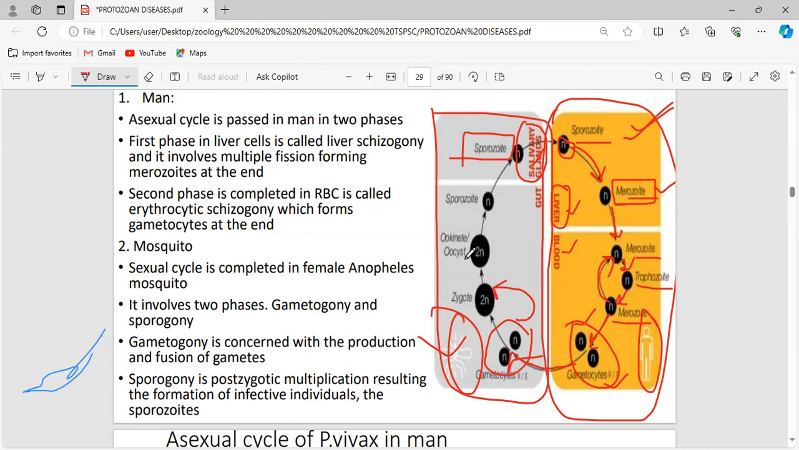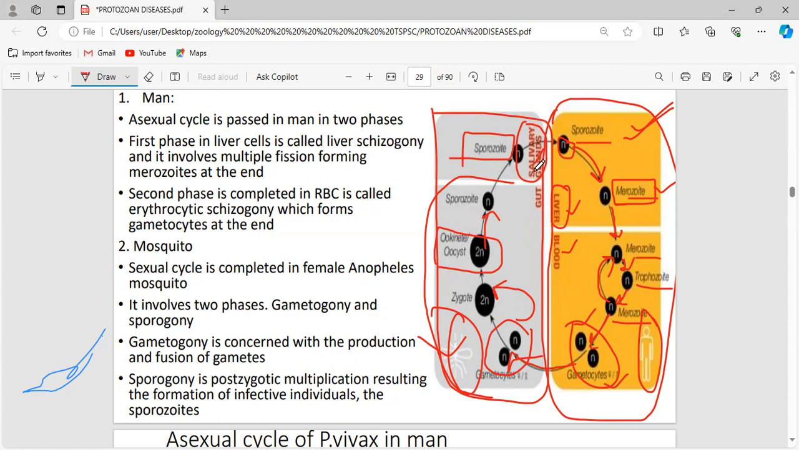The zygote is now converted into the oocyst or the ookinete. From this ookinete, it is converted to the sporozoite, and all of this happens in the gut. Now this sporozoite enters the salivary glands, and they keep waiting for the host to complete their life cycle.